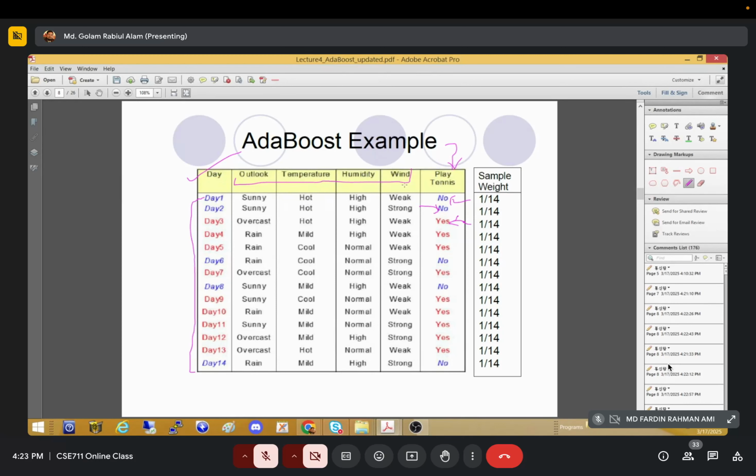So in this way, we have 14 days of data, and we want to use this data for training the AdaBoost classifier. That means we have this classifier, and we want to use this data set for its training. But how to do that?